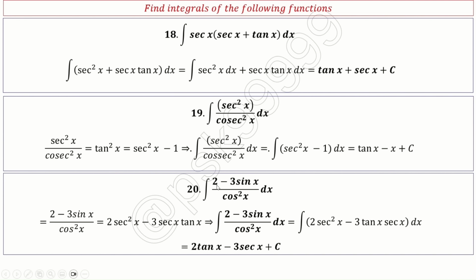You will simplify this. 2 minus 3 sin x by cos square x is nothing but 2 secant square x minus 3 secant x tan x. Now if I apply integration to individual term, it will become 2 tan x minus 3 secant x plus c.